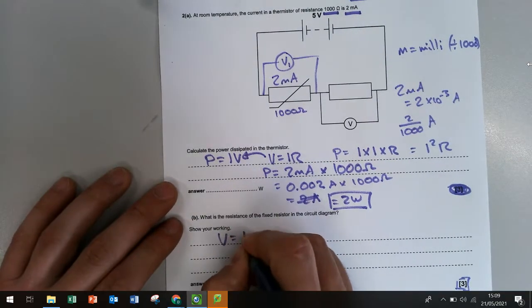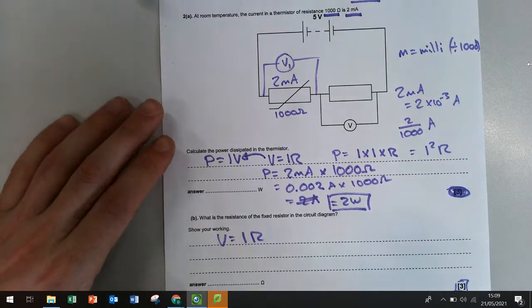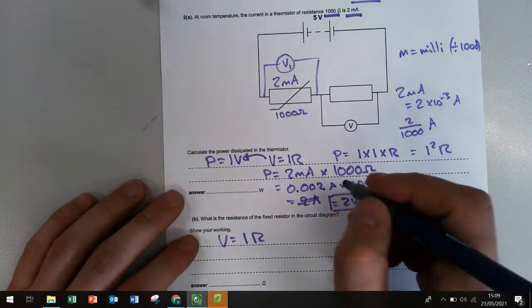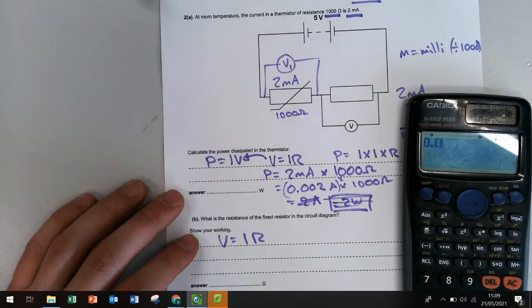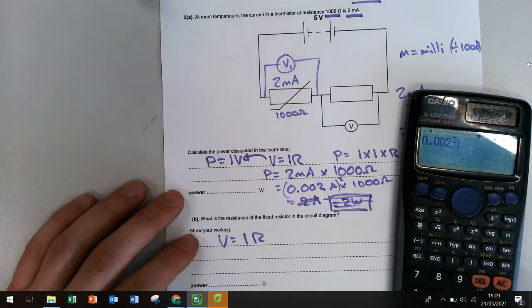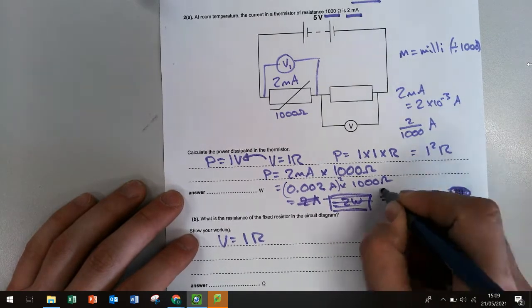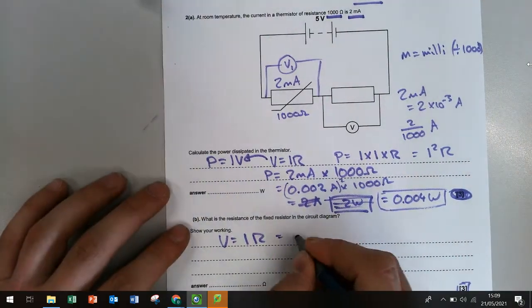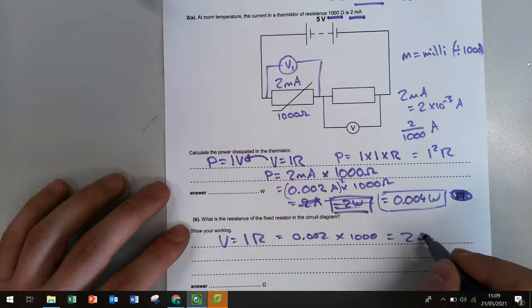We know that potential difference is current times resistance, which now actually makes me realize I've made a really stupid mistake over here. What did I forget to do over here? I didn't square it. I was supposed to square the current. So I should have done 0.002 squared times 1,000, which is 4 times 10 to the minus 3, or 0.004 watts. That was a very silly mistake that I made, because now here I need to do just 0.002 times 1,000, which is 2 volts.